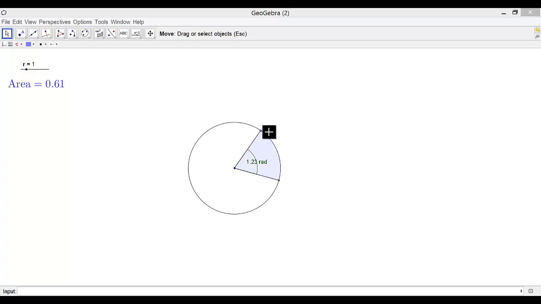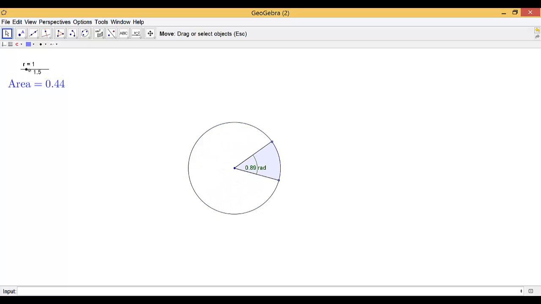sectors as well. If we have a look here, again I've got the unit circle to start with. And if you have a look at the area compared to the angle at the center, you should see that the area seems to be half of that angle. Okay, so that's the deal with the unit circle.